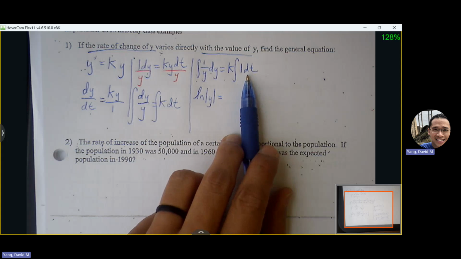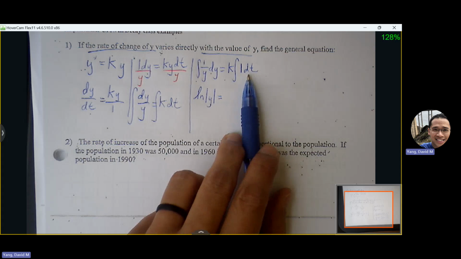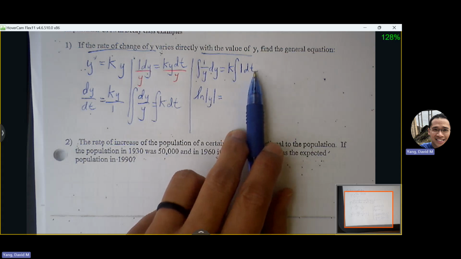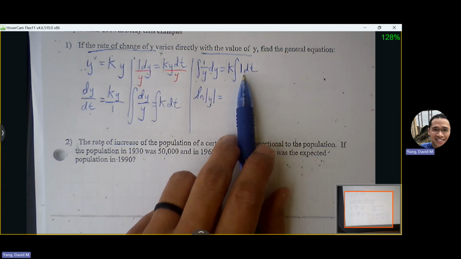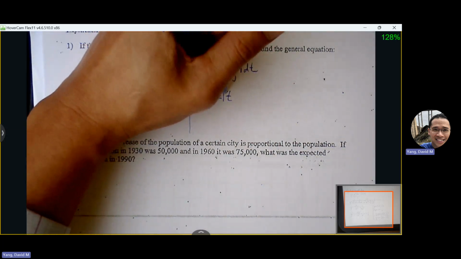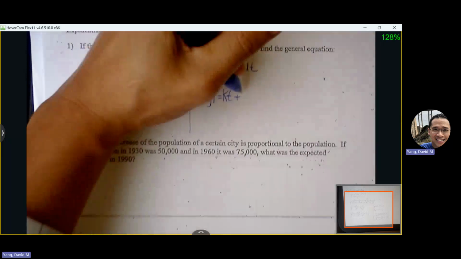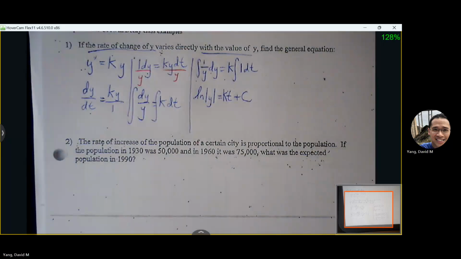So 1 rises up to degree 1. We don't want to say x, because that dt indicates that time is the variable on this side. So 1 becomes t. So k is a coefficient, so k needs to stay. So kt plus c. Any questions so far?